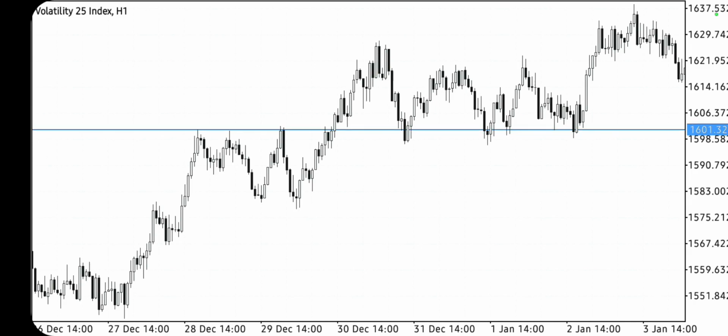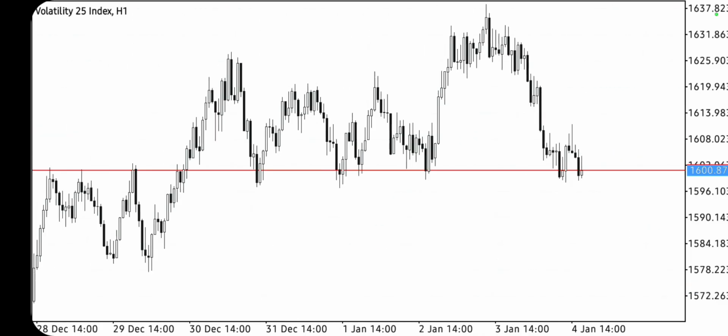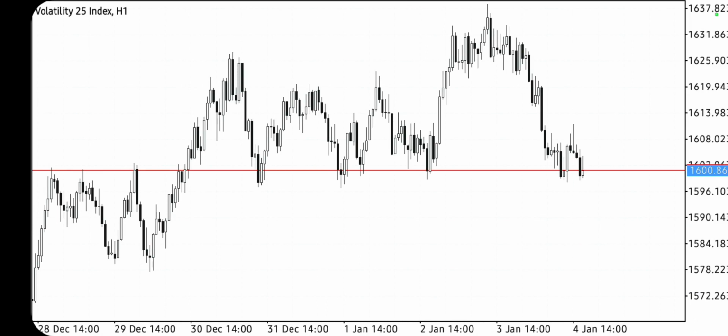I'm going to be using the Volatility 25 index for this video. So right here, when we talk about the characteristics of major liquidity, the first characteristic of major liquidity I'm going to be talking about is inducement. Whenever we have an inducement in the market, be it higher time frame or lower time frame, we have a characteristic of major liquidity.